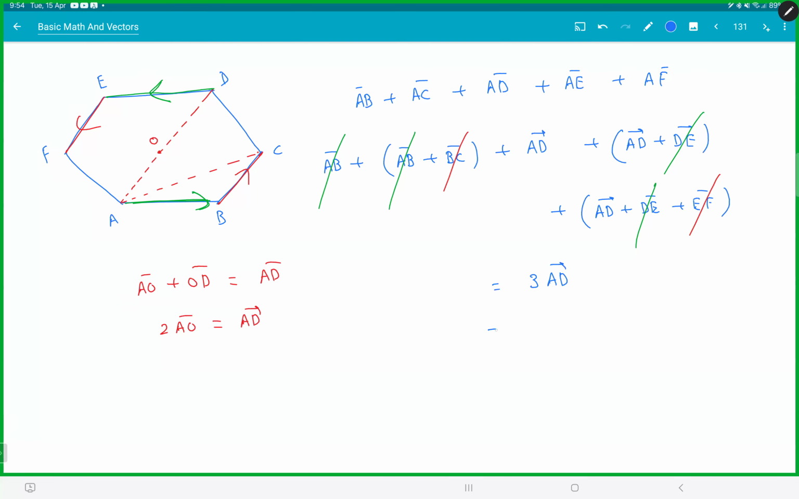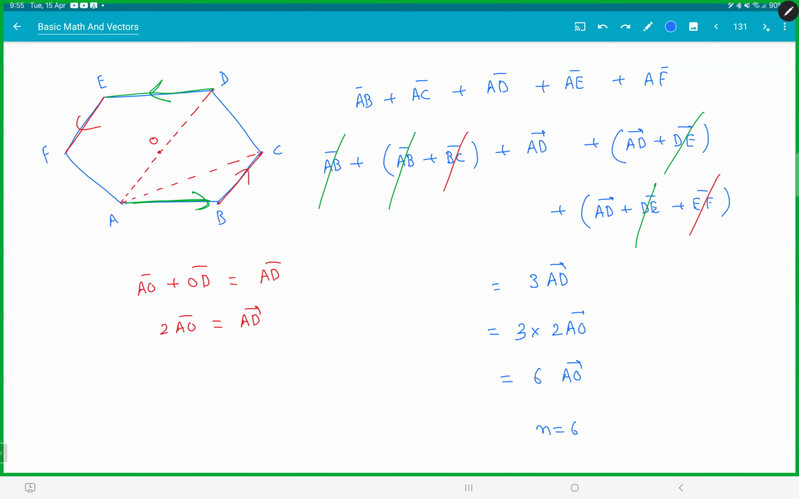And each AD is 2 times AO. So this is 3 times 2 times AO bar. This is 6 times AO bar. N is equal to 6. Is that making sense, what we did? So instead of just finding each vector, I used polygon law and I simplified it. The idea here is these opposite vectors will cancel out. Are you clear what we did?